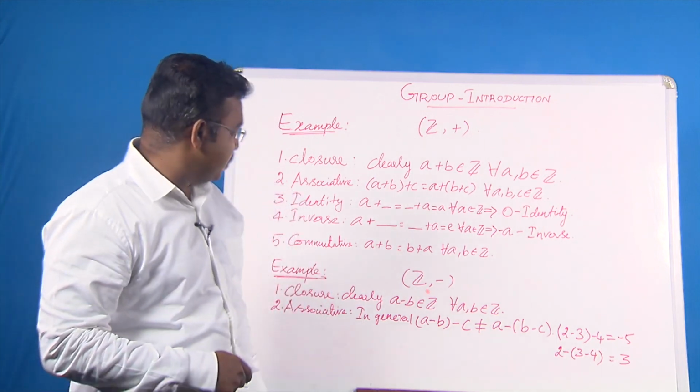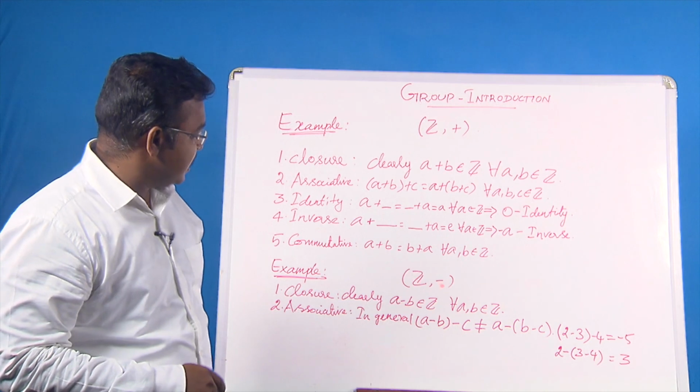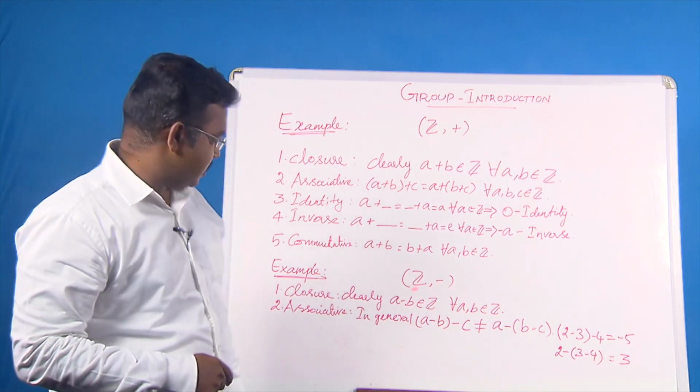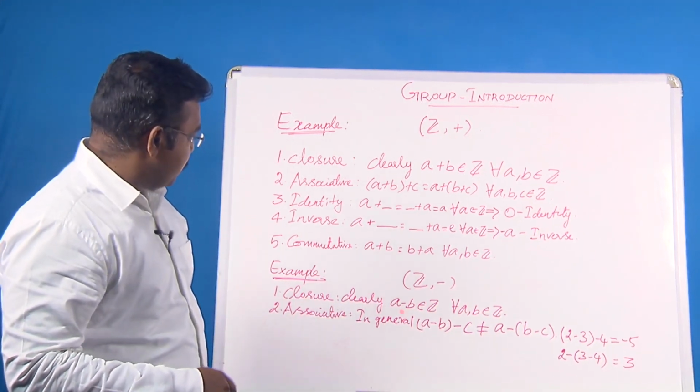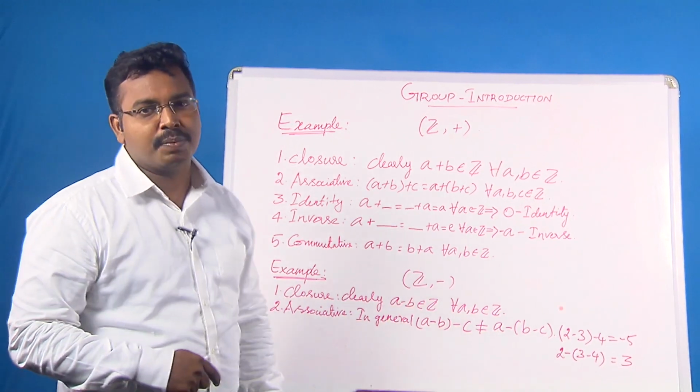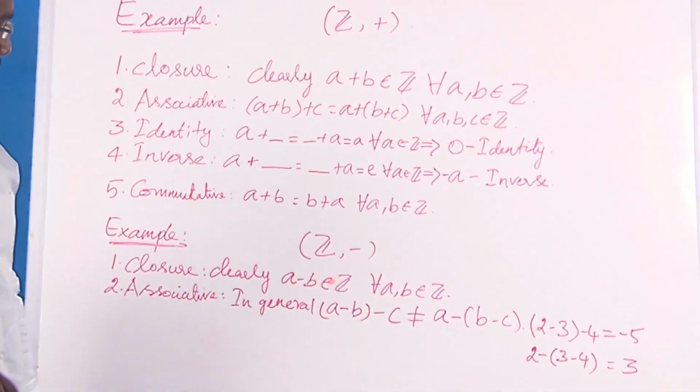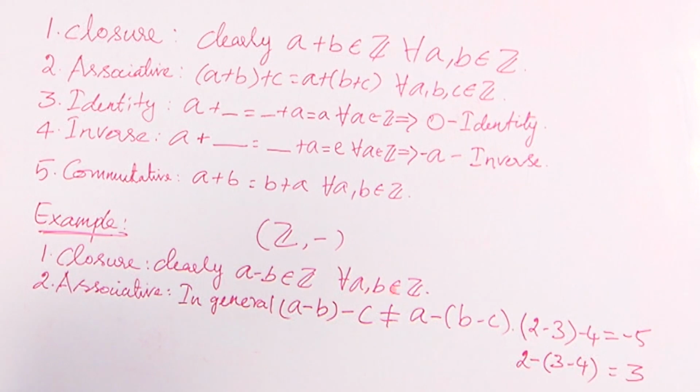For the next example, we are taking the same set Z together with the operation minus. Again, the closure property: we know that the subtraction of any 2 integers is again an integer. Therefore, a - b belongs to Z for all a, b in Z. So the closure property is satisfied. Therefore, the operation minus is a binary operation.